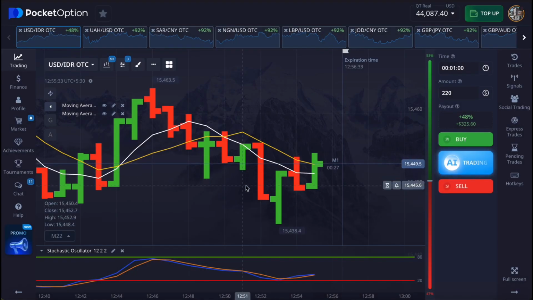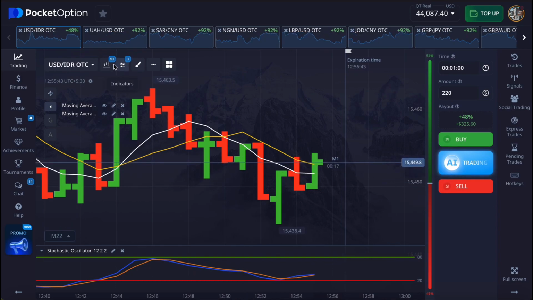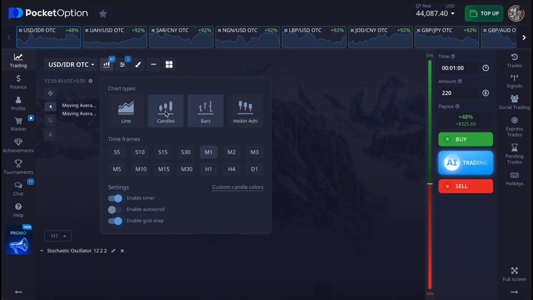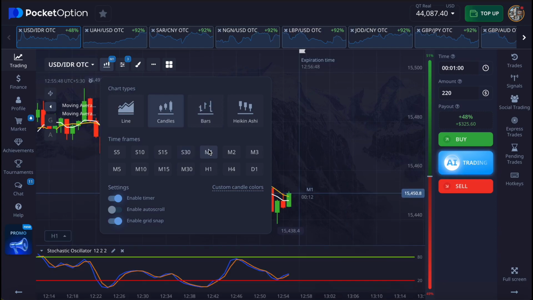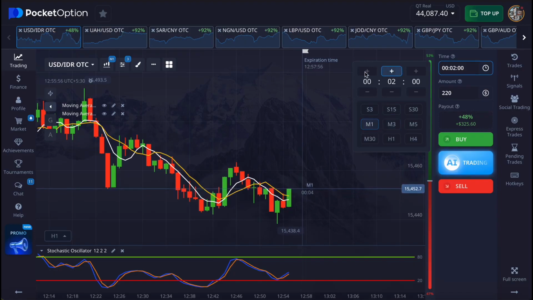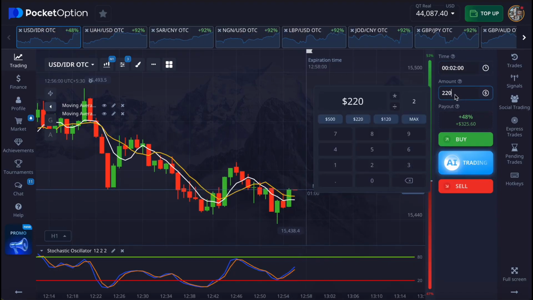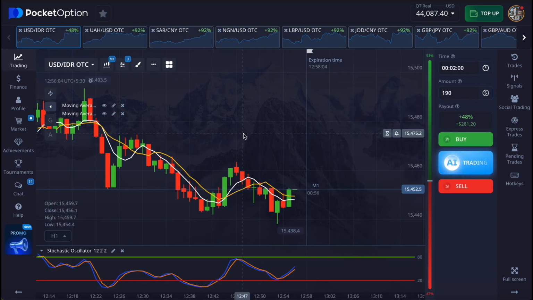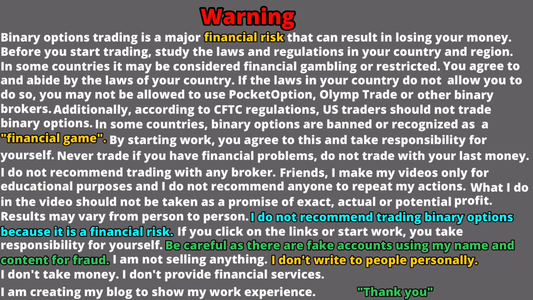Now I'll show you the candle timings and expiry timings. So a 1-minute timing is good for this strategy. And a 2-minute expiry time works better. So I'll set it up this way. Now I have successfully set up the strategy here, and I will now place some entries based on this strategy.